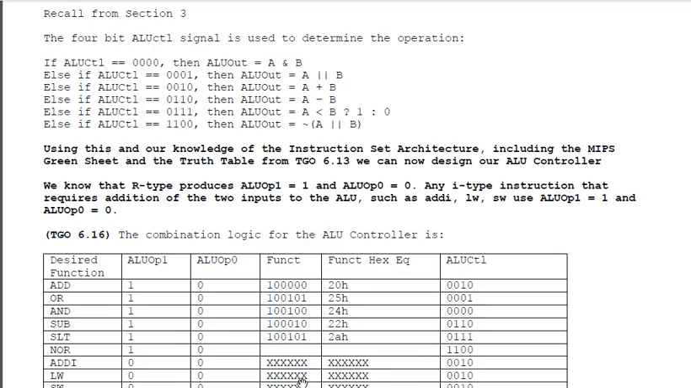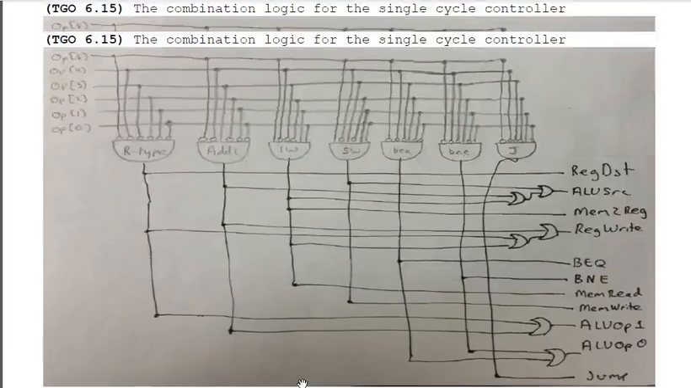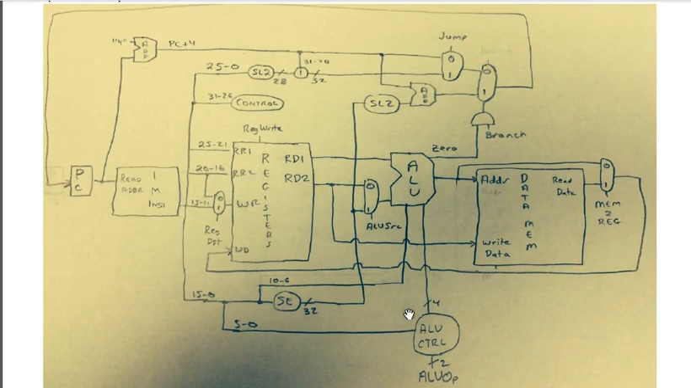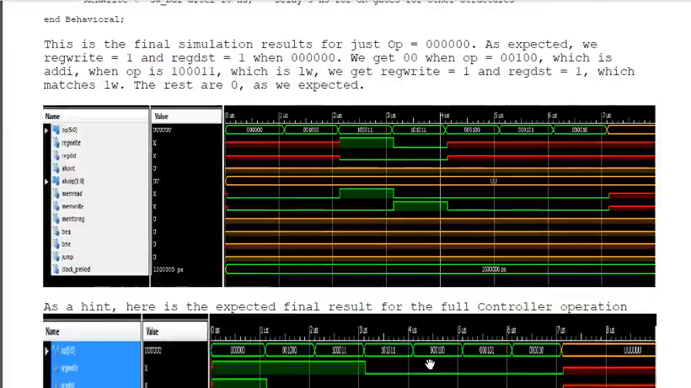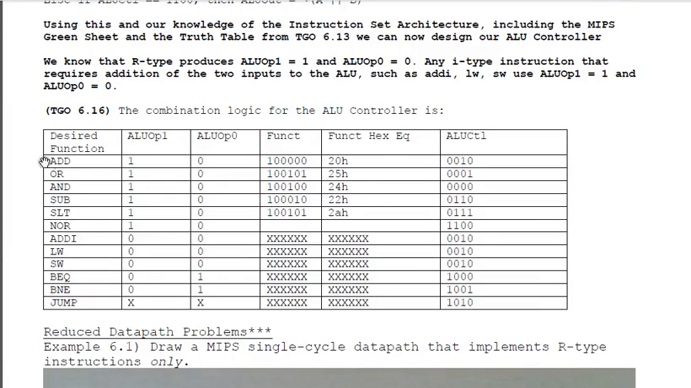So we go back to our data path, and you can see that this value here is 4 bits, and this value here is 2 bits. So here's how we determine that. AND, OR, ADD, SUB, SET LESS THAN, NOR, ADDI, LOAD WORD, STORE WORD, BRANCH EQUAL, BRANCH NOT EQUAL, and JUMP. Recall that all R-type instructions are 1-0, and they require functions. ADDI is going to be 0-0. Load word is going to be 0-0, store word 0-0, branch 0-1, 0-1. These are all don't care.